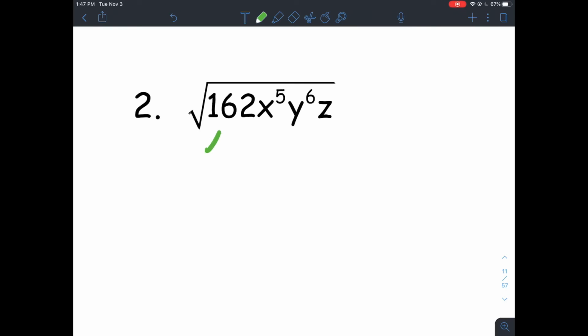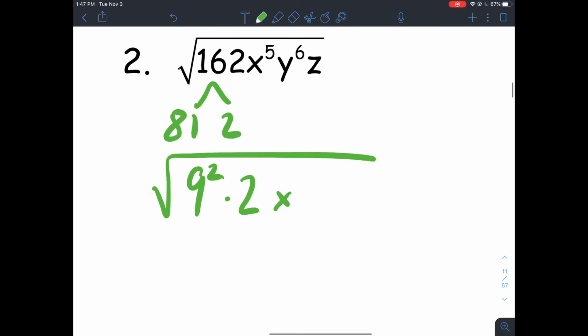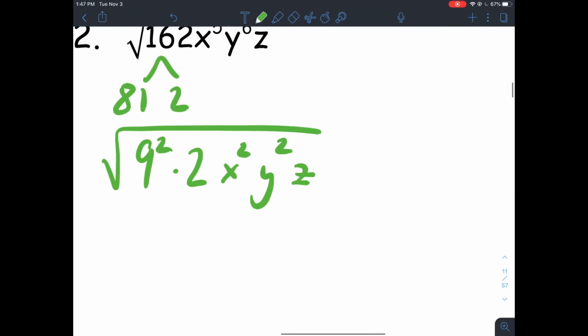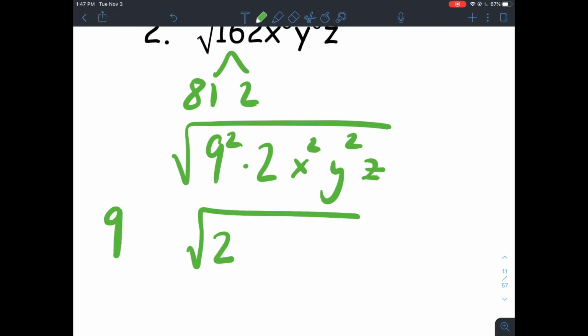I would break this down into 81 times 2. So we're going to have 9 squared times 2. And then, of course, we've got our x squared, y squared, and z. So I'm again going to explain how I do it in my head. Of course, I can pull my 9 out, and my 2 is stuck in there.